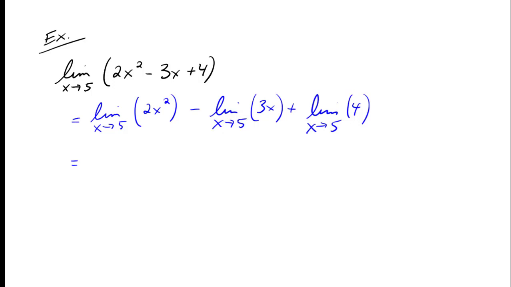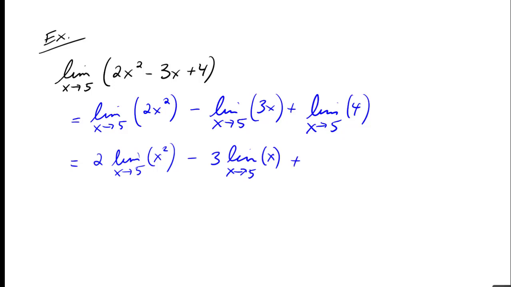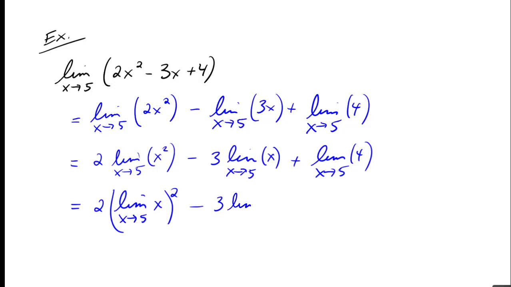On the next step, I could say by the constant multiple rule, this is the limit as x approaches 5. Oh, I'm sorry, let's go back. This is 2 times the limit as x approaches 5 of x squared minus 3 times the limit as x approaches 5 of x plus the limit as x approaches 5 of 4. Okay, so now the power rule says this is 2 times the limit as x approaches 5 of x, all squared, and then I'll just keep what I have over here.